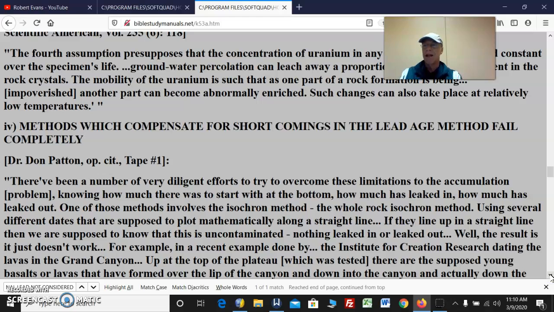Don't forget, a lot of these radioactive materials came from the center of the Earth or underneath the surface of the Earth through violent catastrophic events. So it might crack a rock in half, of which then the balance between lead and uranium is disturbed. And then you have rainfall, water floods, all kinds of disturbance, volcanic eruptions that mix and match all these rocks. And you get a rock like that. You think it's been around for millions of years. It's only been around for dozens. Methods which compensate for shortcomings in the lead age method fail completely.